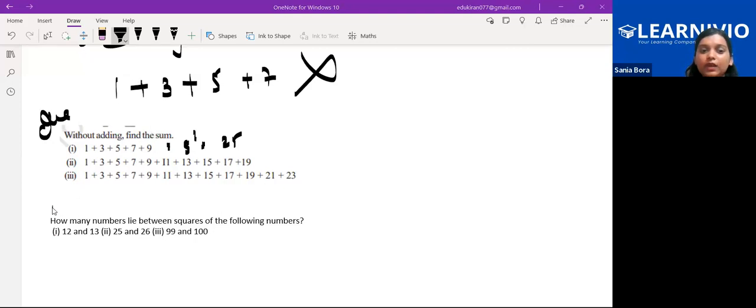Okay. How many numbers lie between the square of the, sorry. So the first one I already did. Second one, Ibrahim Martin, you tell me. 100, ma'am. Yes, 100. So 10 square is 100. Yes, everybody or anyone who got something else?